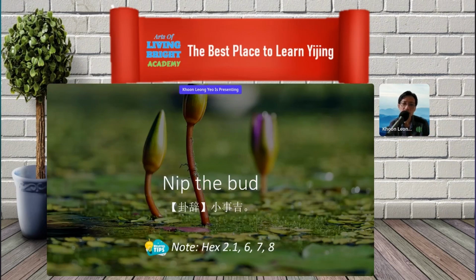小事急. Loosely translated is called nip the bud. Now, when I first read this one, when I was still a newbie with I Ching, I said, huh? 葵卦小事急, got problem, still say it's 急? How can that be? But after some life experiences, and doing some coaching, I realized this word is very powerful, 小事急. Why is it so? Let me explain.